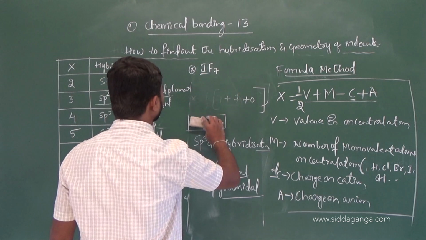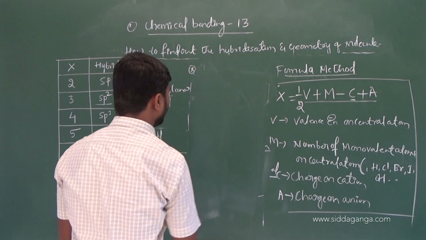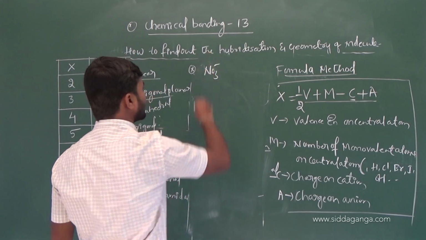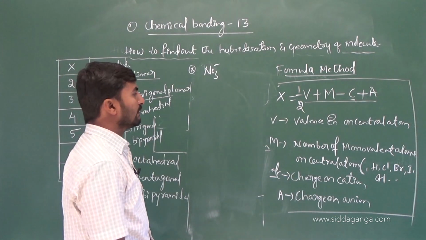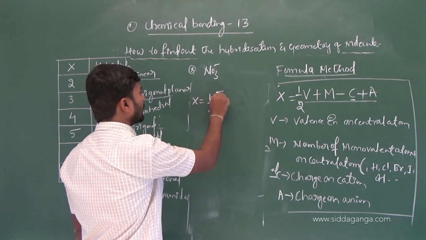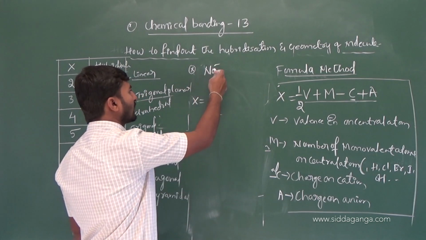Then, if they have given NO3 minus, how can we calculate the hybridization? X is equal to half into valence electrons on the central atom among nitrogen and oxygen.